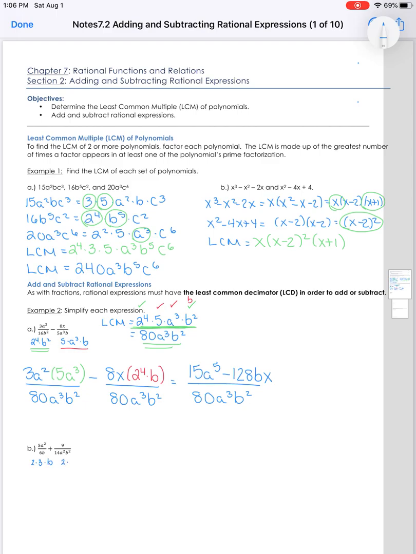All right, we have 6b, so that's 2 times 3 times b. 14 is 2 times 7, a squared, b squared. So my LCM needs a 2, a 3, a 7, 2 a's, and 2 b's. So that's 42 a squared b squared. So I have my denominator.